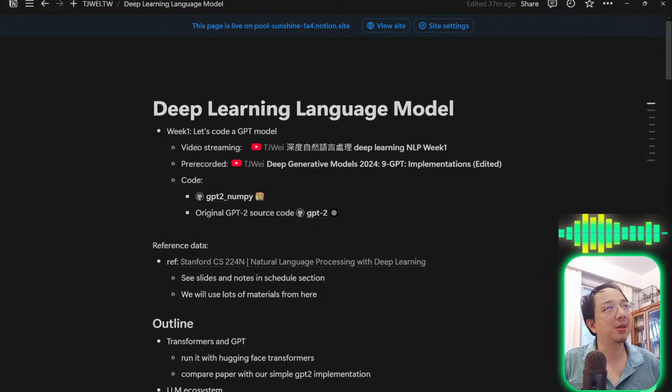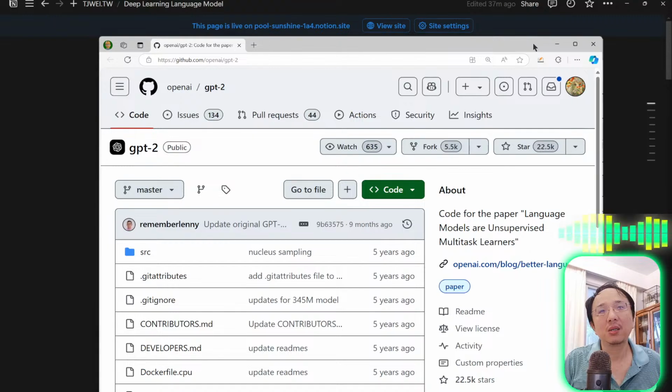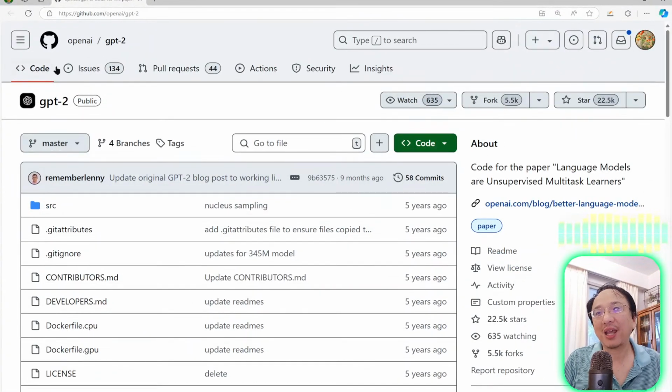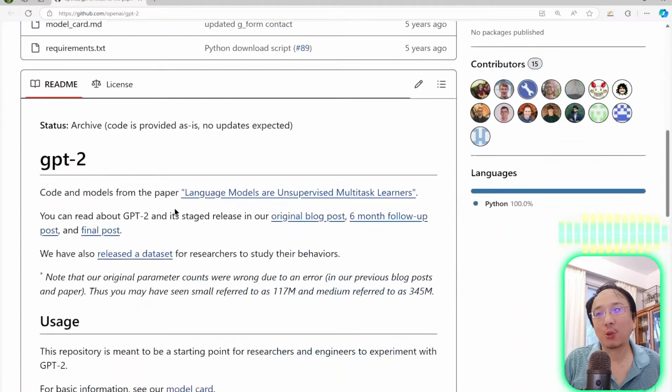Okay, so let me show you the browser here. So here, you can see that this is a GitHub repo from OpenAI. This is the reference implementation of GPT-2. The code is quite readable.